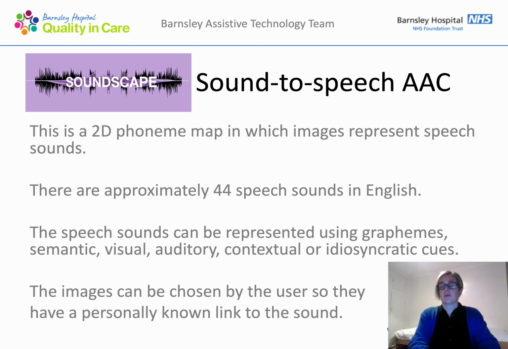So Soundscape could be described as sound-to-speech AAC as opposed to symbol-to-speech or text-to-speech. This is a 2D phoneme map in which images represent speech sounds. So there are approximately 44 speech sounds in UK English. And the speech sounds could be represented using graphemes, semantic, visual, auditory, contextual, or idiosyncratic cues. And the images can be chosen by the user. So the user would have a pre-stored known link to the sound.